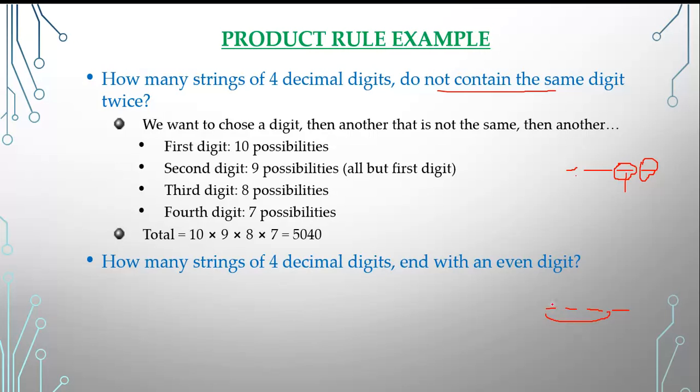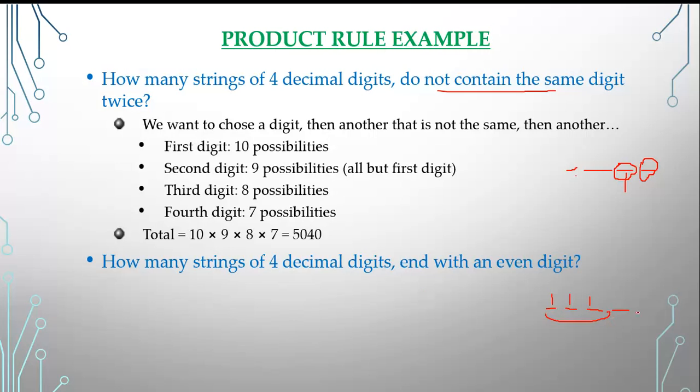So how many ways to fill this? 10. How many ways to fill this? Again 10. How many ways to fill this? Again 10. Because here we do not have the condition that the digits are not the same. Right? Now, come to this digit.